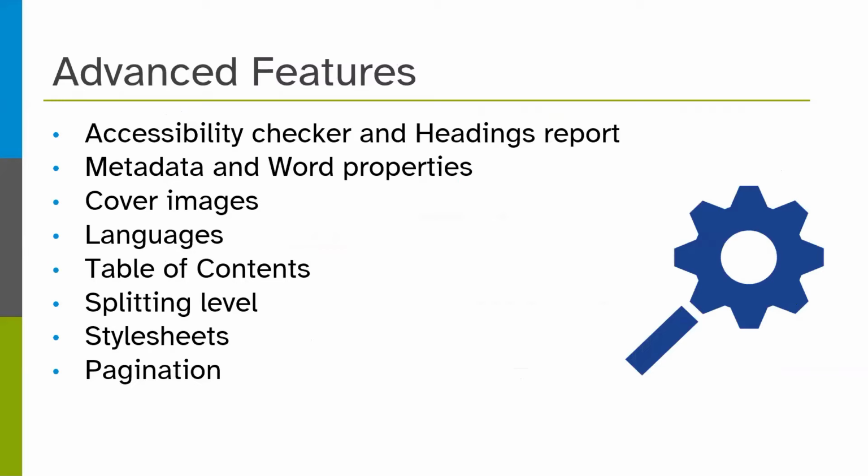So we're going to cover the accessibility checker and the headings report. We're going to look at metadata and word properties. We're going to have a look at cover images and how you can include those in your EPUB, how you mark up languages, the table of contents, the splitting level of the document within your EPUB, Stylesheets, and Pagination. So that's our menu of the things we're going to cover in the advanced features.